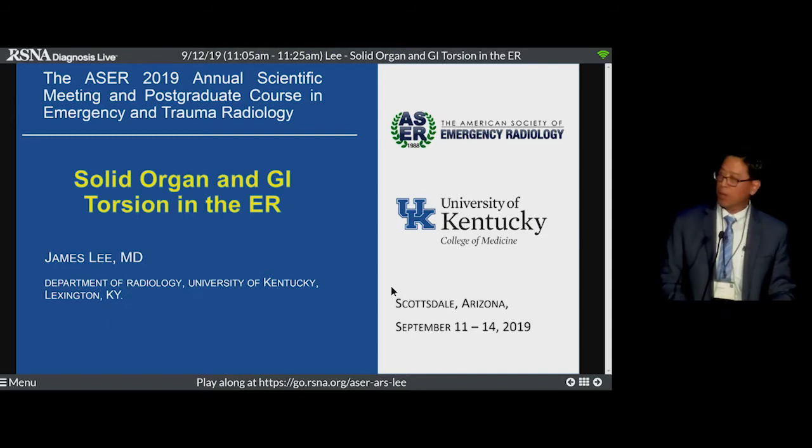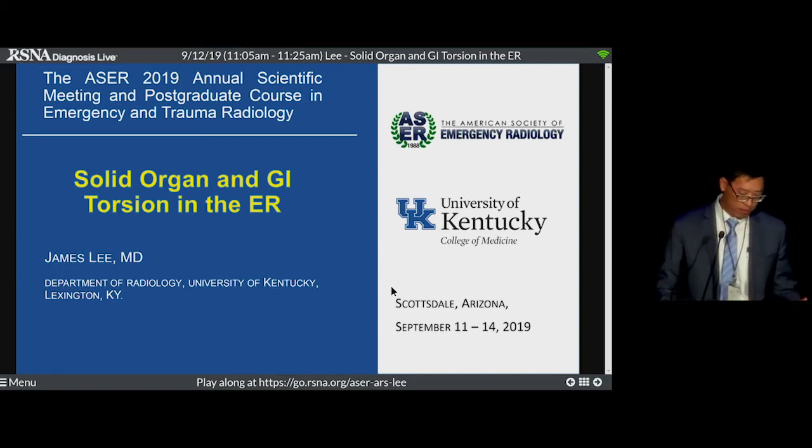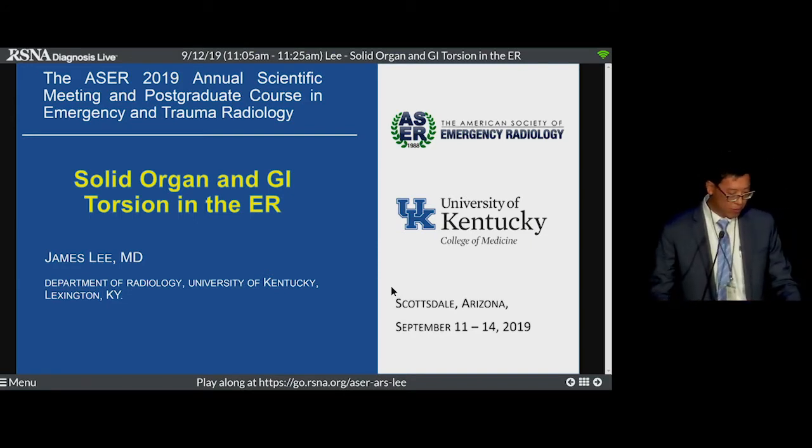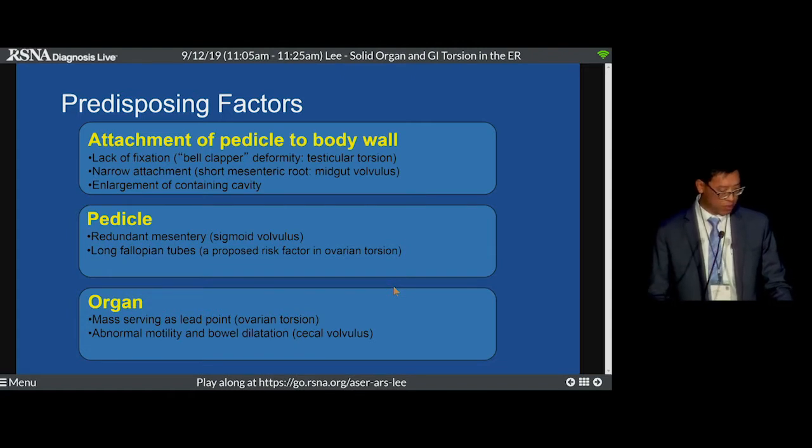Before we get started with the ARS cases, I'd like to share a few basic concepts that I share with our residents to help them understand the disease process of torsion and volvulus. I like to let them think about the process more holistically. First, I tell them about the predisposing factors, such as congenital abnormalities, where the attachment of the pedicle to the body wall is abnormal.